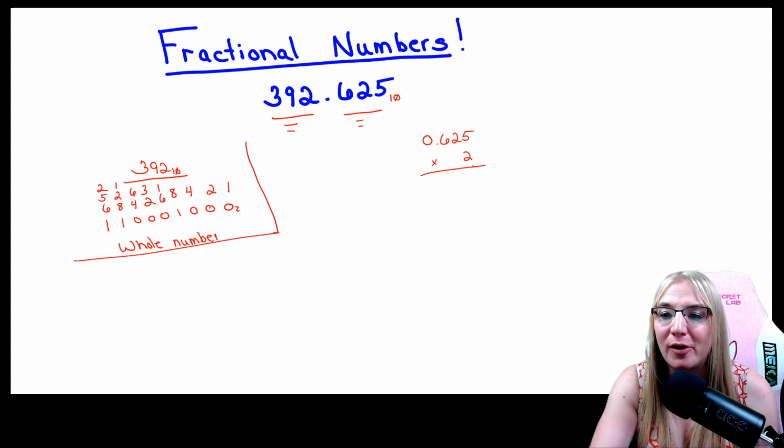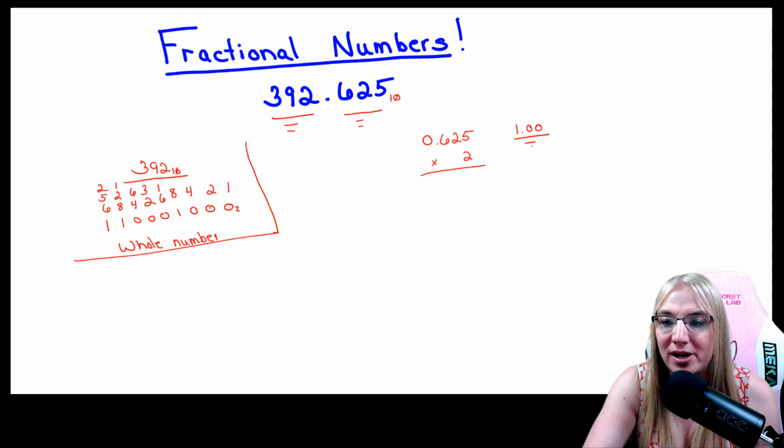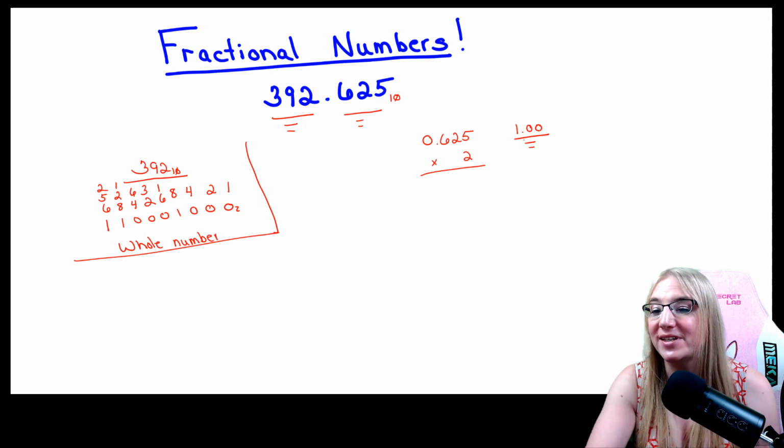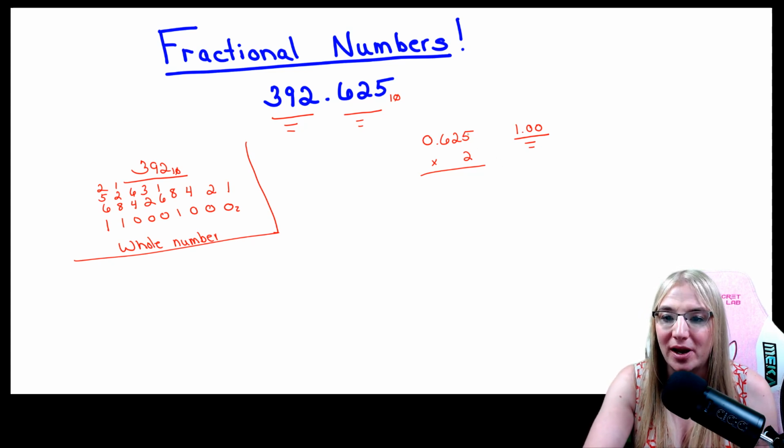How far do we go here? Our goal is to get to 1.00. If we see this value as a product of our work, we stop. So let's start. Again, that's what we're looking for.